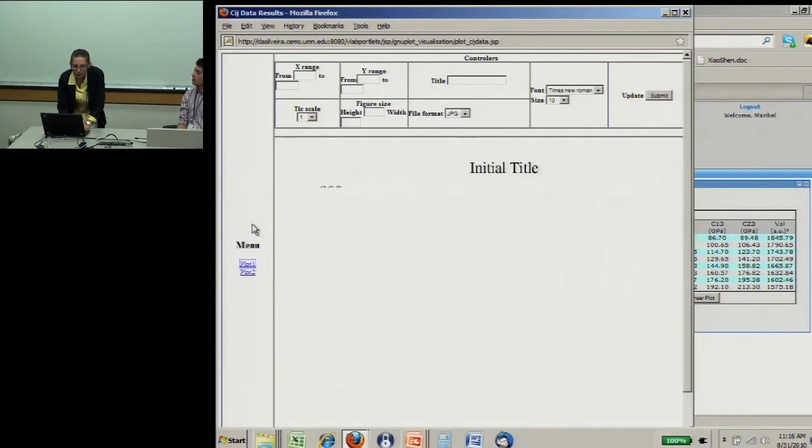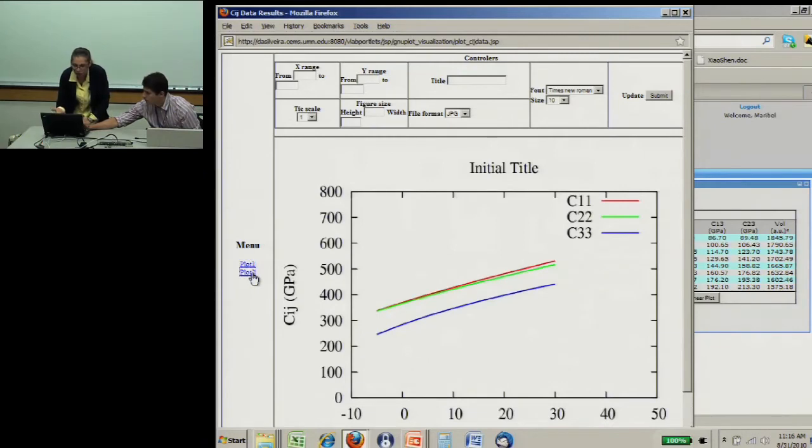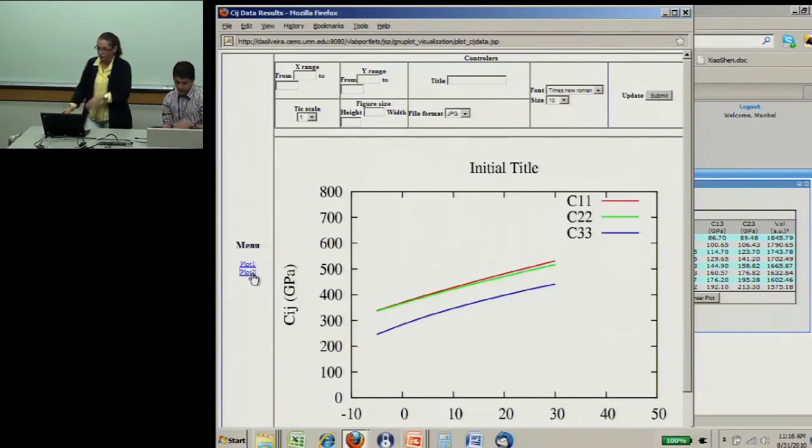OK, let's look at the first plot. So here are the 9 elastic constants plotted. And you can interact with the plot. You have the controllers above, and you can change the pressure or so on. Or we generate 2 plots at once. This is just for the first 3 elastic constants.